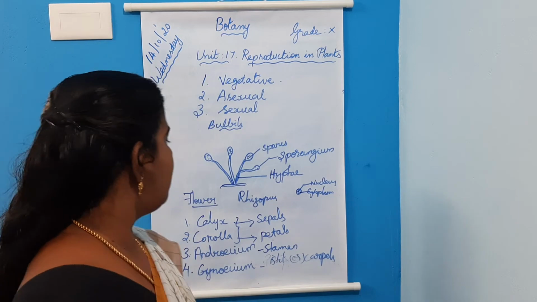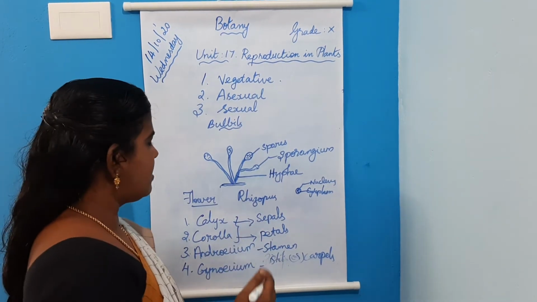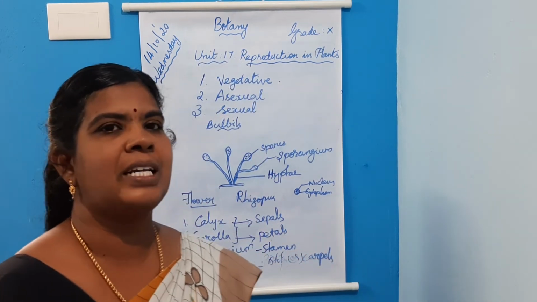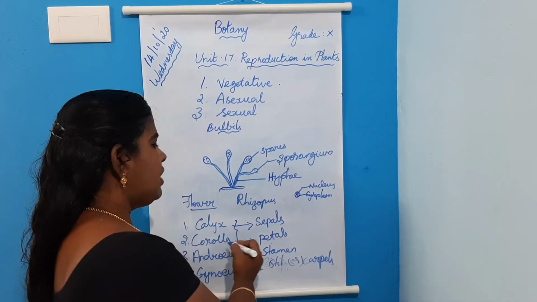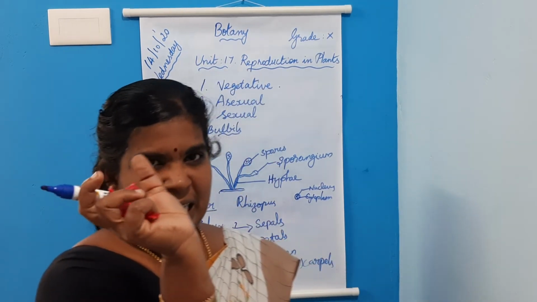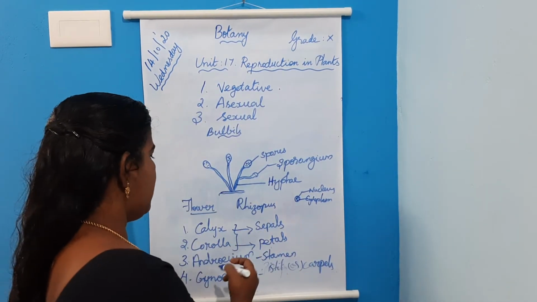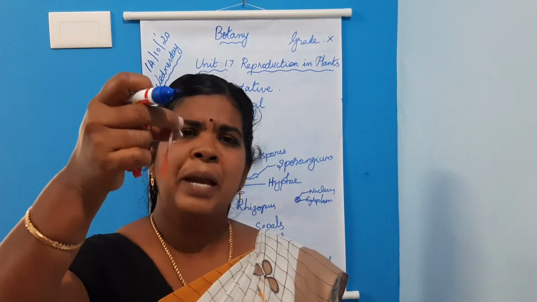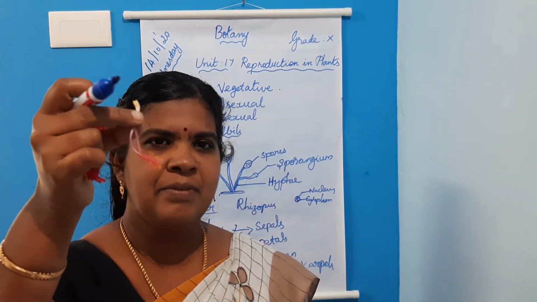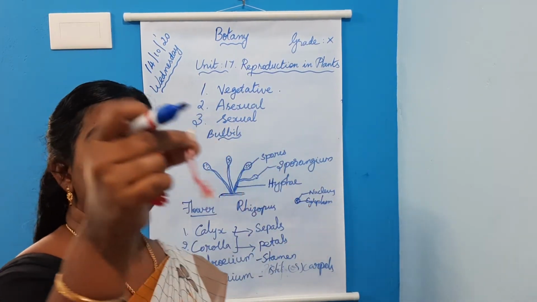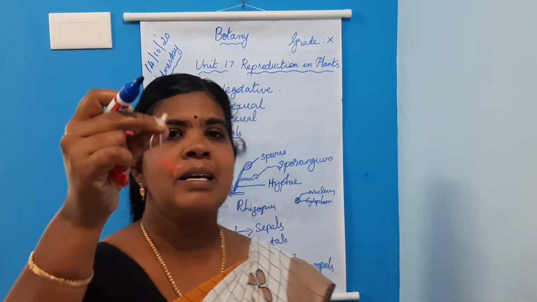First about calyx. The calyx is usually green in color. It protects the flower when it is a bud. Then the corolla is brightly colored. The corolla attracts insects for pollination. Then the androecium. Which is the male part of the flower? Androecium. It is composed of stamens.